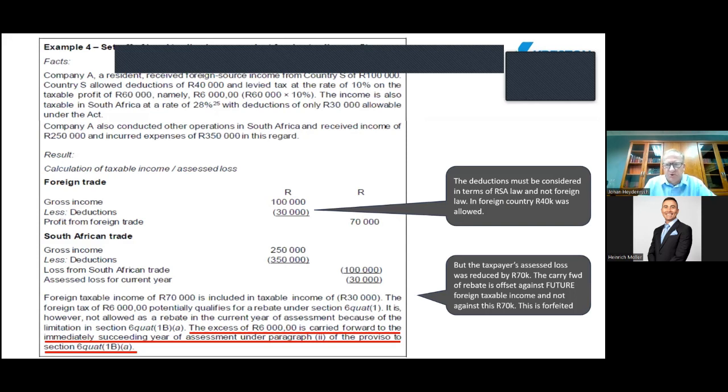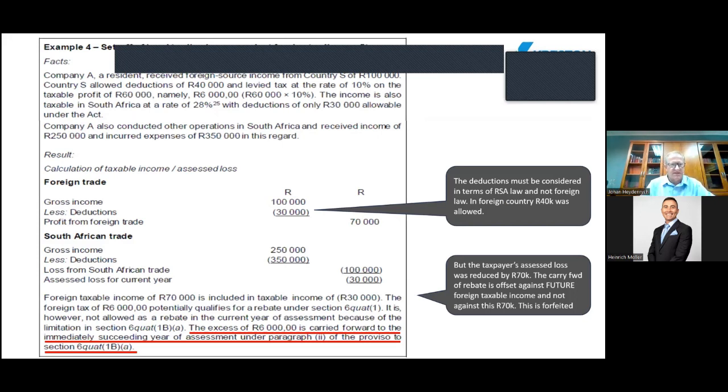Now, this is an important point. Even if you work out your foreign taxes based on the foreign tax legislation, when you do the South African tax calculation, you've got to work it out as if South African tax legislation applies. So the company also conducts operations in South Africa and receives income of 250 and incurred expenses of 350. All right, so how do you calculate it? As I said, you've got to put two pools of calculations there. The one is your foreign trade and the one is your South African trade.